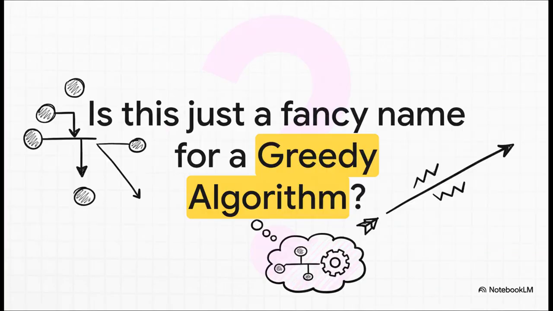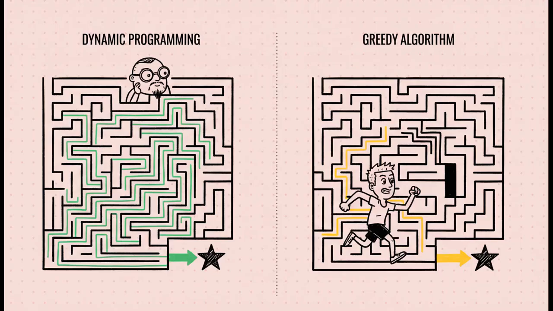So at this point, a lot of people think, wait a minute, isn't this just a greedy algorithm with a fancier name? It's a really common question, and honestly, knowing the difference is super important. Think about it like this maze. A greedy algorithm is like a runner who only looks one step ahead. At every intersection, they just take the path that looks best right now. It's fast, sure, but they can easily run straight into a dead end.